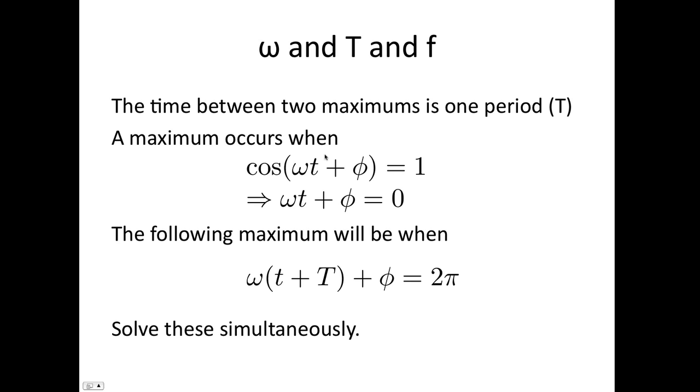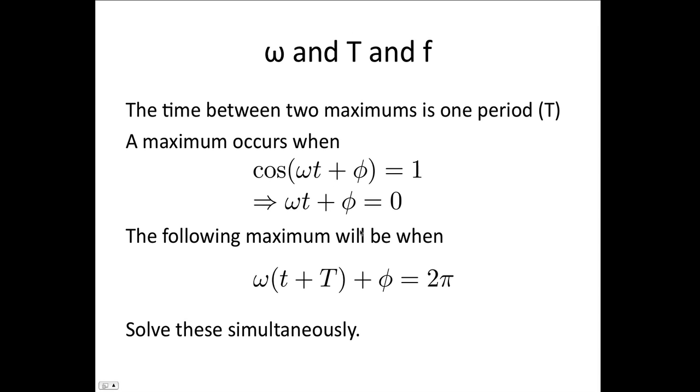The maximum positions occur when cos(omega t plus phi) is equal to 1. So the first maximum we can say is when omega t plus phi is equal to 0, because that satisfies this equation here. Now the following maximum will occur 2 pi radians later. So it will occur when little t has passed plus big T, one period. So our time is replaced with little t plus big T, and this is 2 pi radians later, so it equals 2 pi.